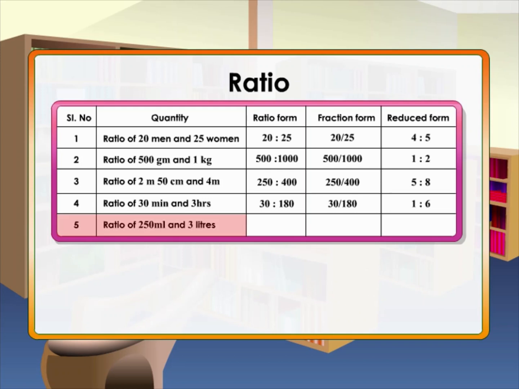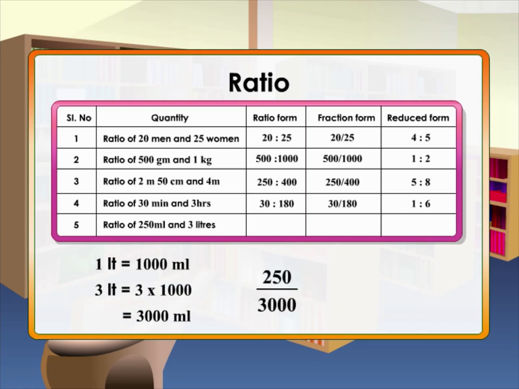Finally, the ratio of 250 milliliters and 3 liters are also in different units, so we convert liters to milliliters. 1 liter is equal to 1000 milliliters. So 1 times 1000 is equal to 1000. So we write 250 divided by 3000, cancel 1 0 in the numerator and denominator, and cancel 25 divided by 300. 25 times 12 is 300. We obtain 1 divided by 12.